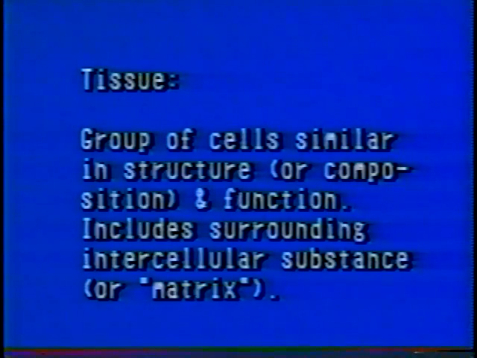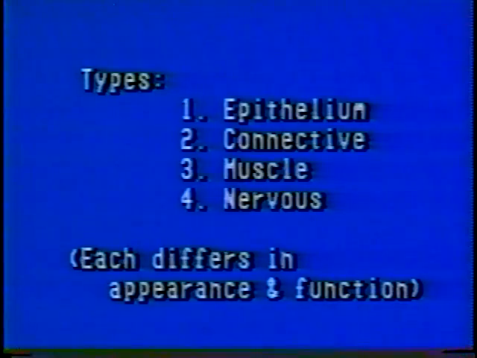Tissues are groups of cells of similar function and structure, including their surrounding intercellular material called matrix. There are 4 basic tissue types. They are epithelium, connective, muscle, and nervous. Each type differs in appearance and in function.